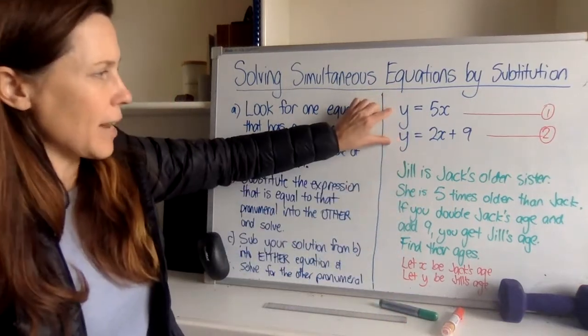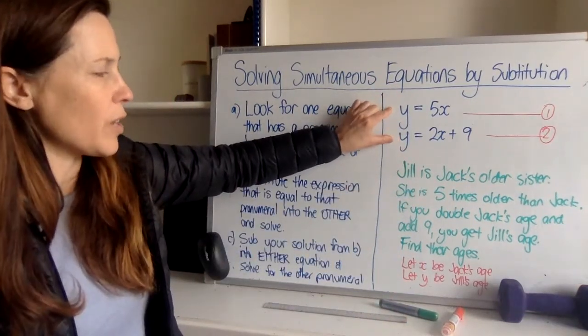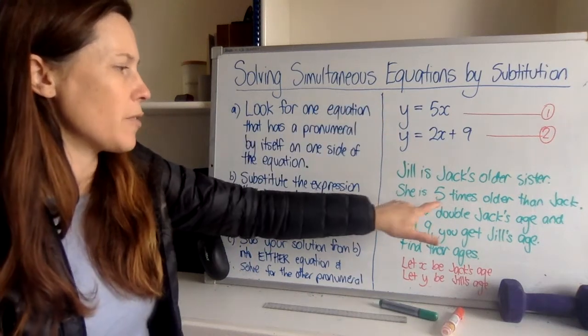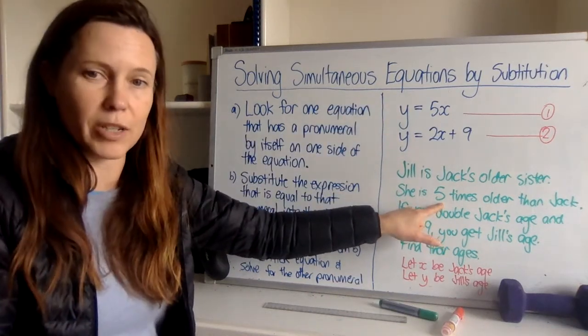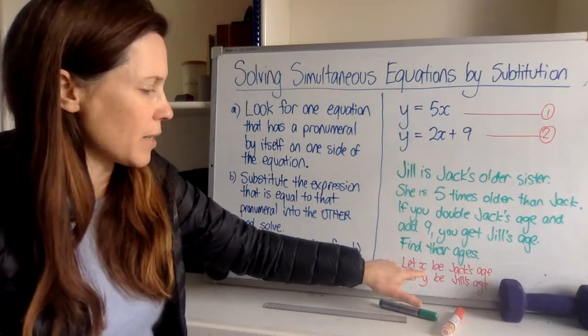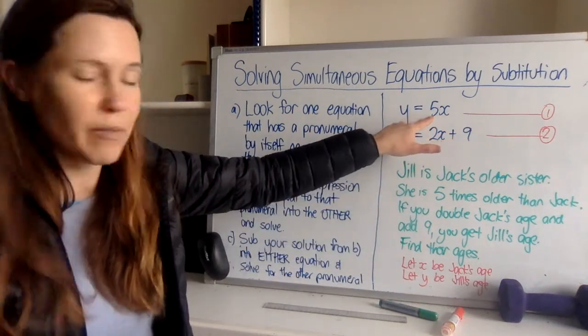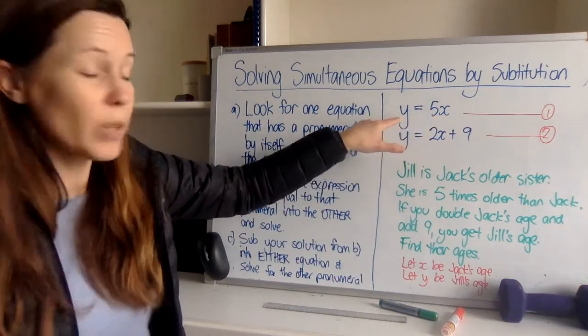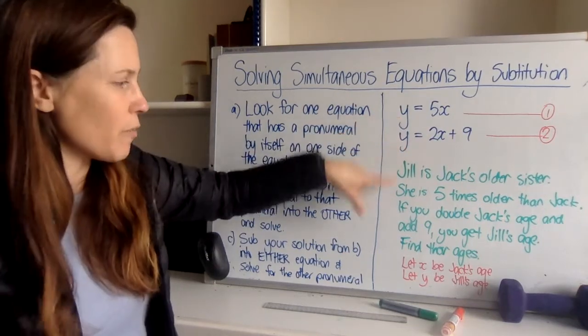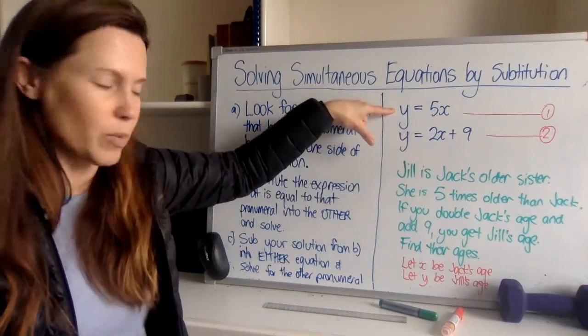Now, this question is actually the same thing. Solve for X and Y, because you'll see that if Jill is 5 times older than Jack, then if Jack's age is X and we times it by 5 or multiply it by 5, we'll get Y, and that's Jill's age. So that's the first clue there, put into algebra.